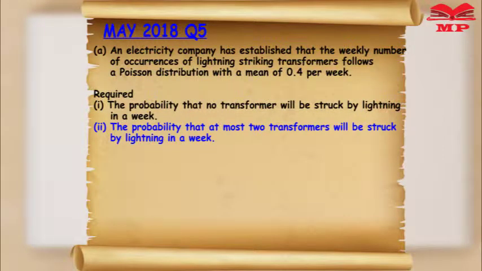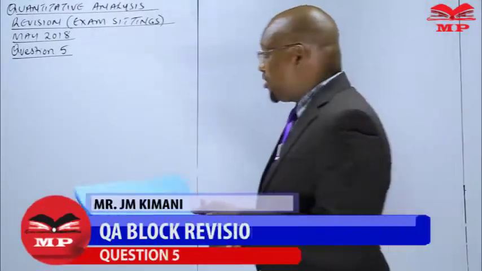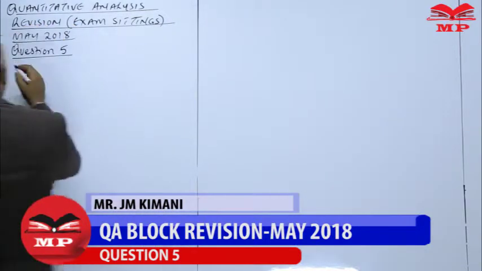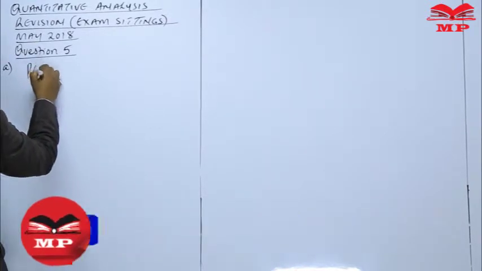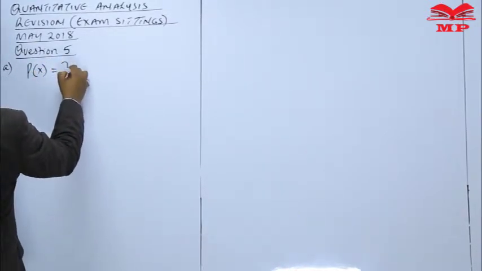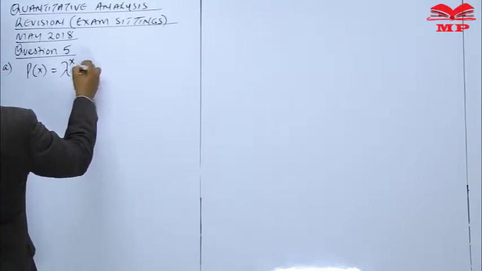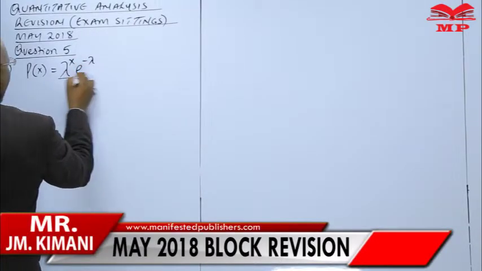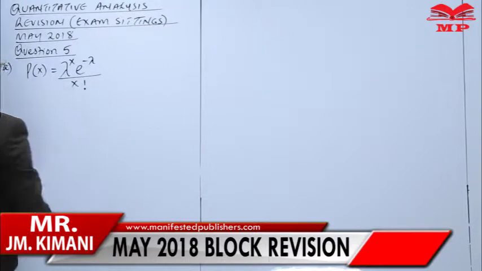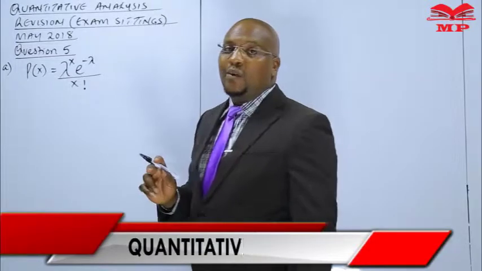that at most 2 transformers will be struck by lightning in a week. Now, this first of all is testing on the Poisson distribution, which we know that for Poisson, we say the probability of x is the mean power x, then Euler's constant minus the mean, divided by x factorial. Of course, the lambda is the mean, and it's the one given, 0.4.